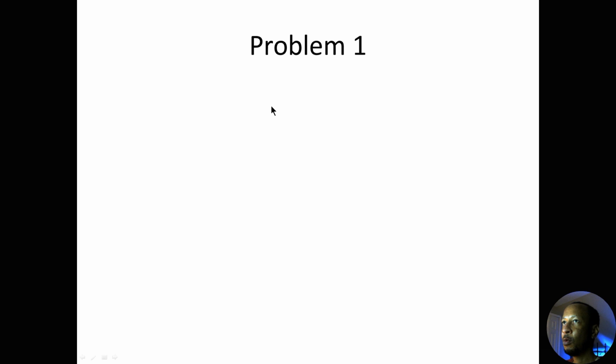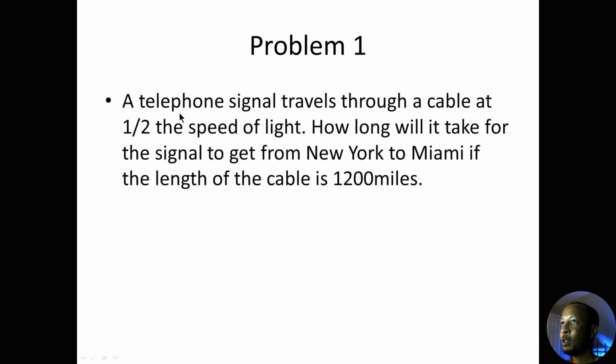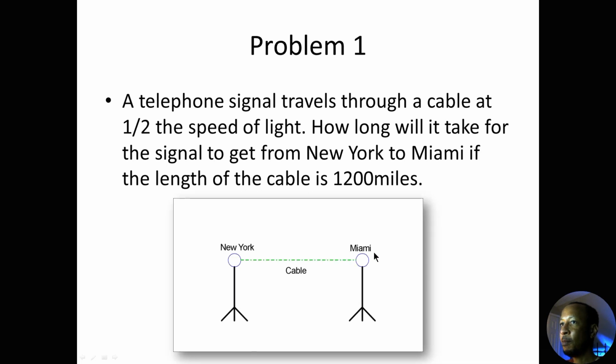So problem number one: a telephone signal travels through a cable at half the speed of light. How long will it take for the signal to get from New York to Miami if the length of the cable is 1,200 miles? So we're going from New York to Miami, and there's the cable in between. That cable is 1,200 miles long, and we want to know how long it will take for the signal to get from New York to Miami using that cable, with the signal traveling at half the speed of light.